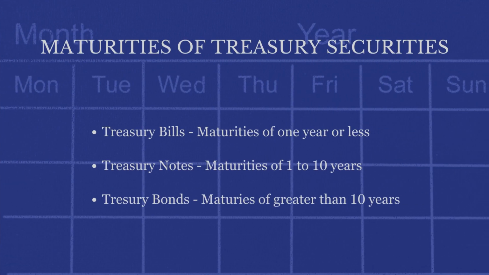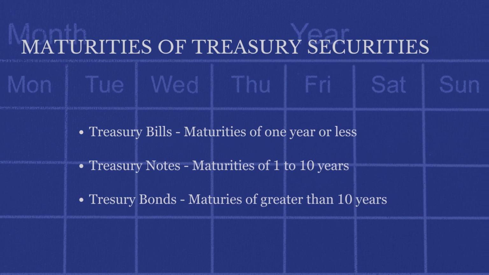Treasury securities are classified into three categories based on their maturity. The first category is known as Treasury bills. Treasury bills have maturities of 1 year or less. The next category is Treasury notes. Treasury notes maturities range from 1 to 10 years. And the final category is Treasury bonds. Treasury bonds have maturities of greater than 10 years.